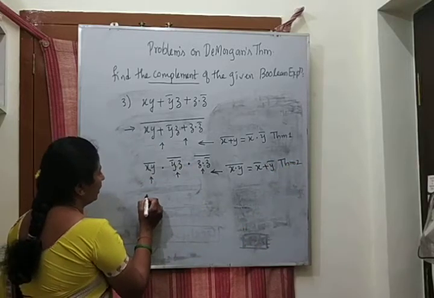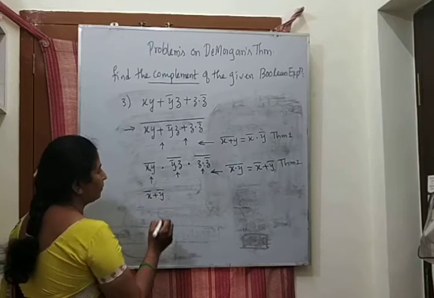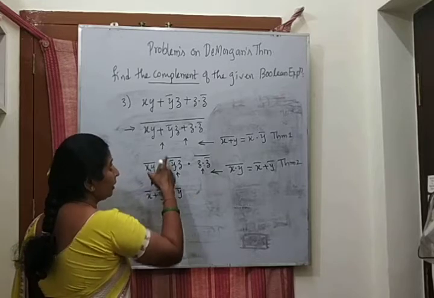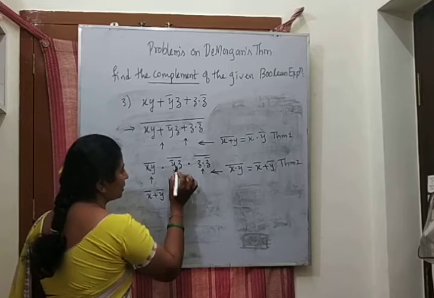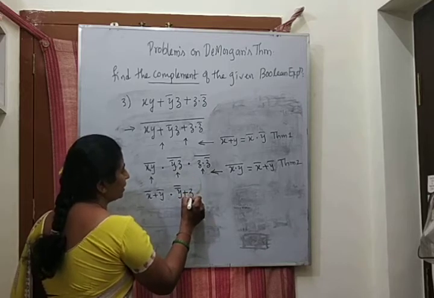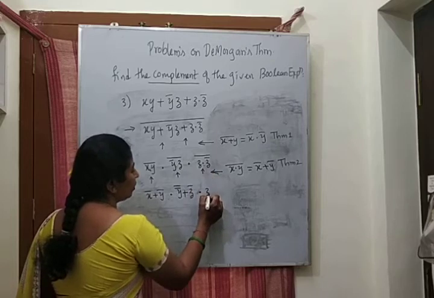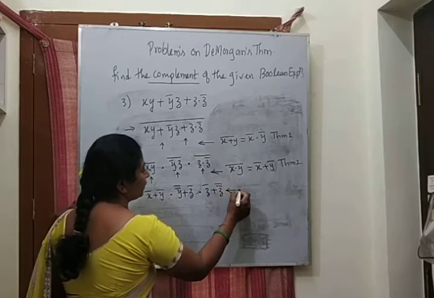What will you get over here? X complement plus y complement. Dot will be as it is. Y complement, earlier it was there. Now we will get one more complement. This dot gets changed to plus Z complement. This will be as it is. Z complement plus Z double dash.